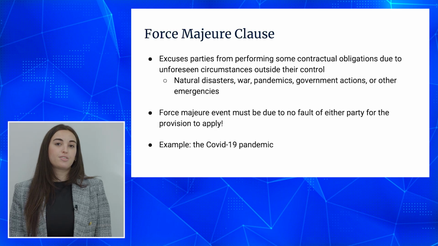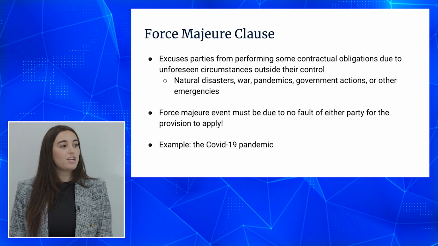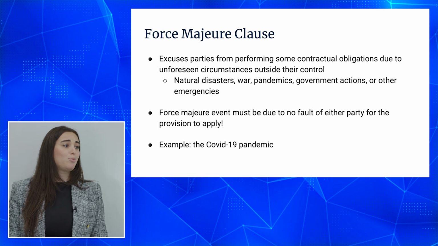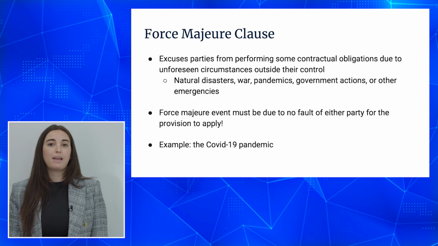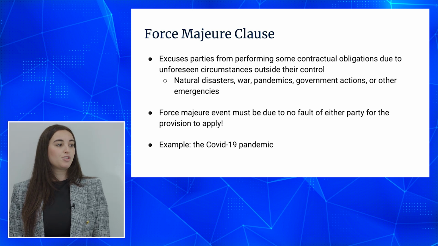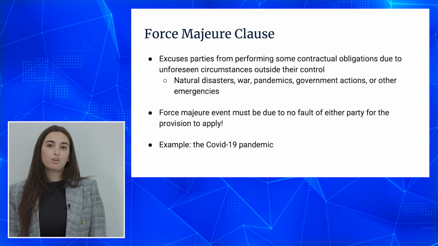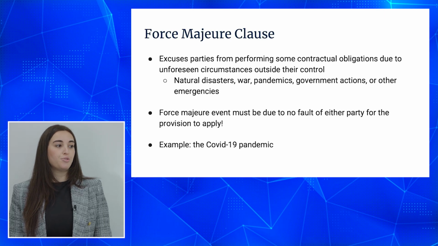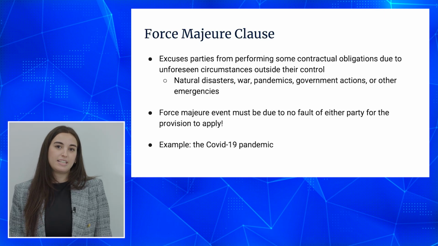These excuse parties from performing some contractual obligations due to unforeseen circumstances outside of their control. For example, natural disasters, war, pandemics, government actions, or other emergencies. The force majeure event must be outside of either party's control and must be due to no fault of either party in order for the provision to take effect. For example, the COVID-19 pandemic.